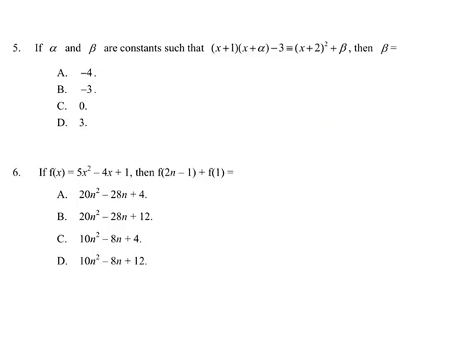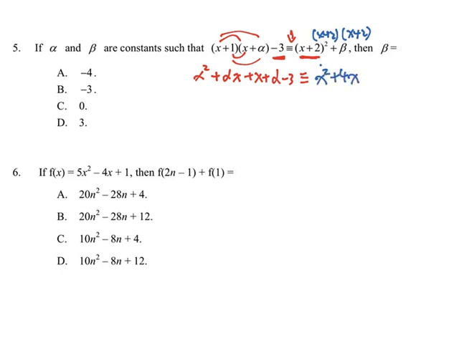Next question, question 5. Identity. When you see this 3 equal sign, then we have to expand it, rainbow. So x times x squared, so plus alpha x, and then plus x plus alpha minus 3. Remember this minus 3, don't forget it. And then equal to, for this one, we expand it, so we can use x plus 2 times x plus 2. So it becomes x squared plus 4x plus 4. Remember this, plus beta.